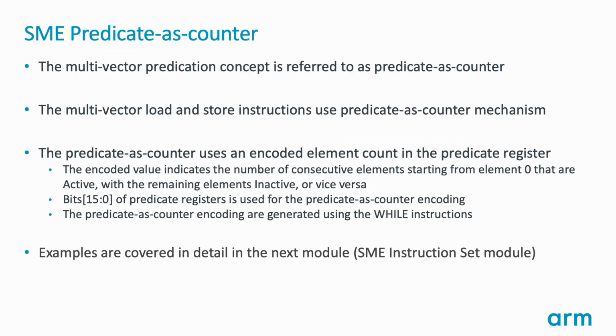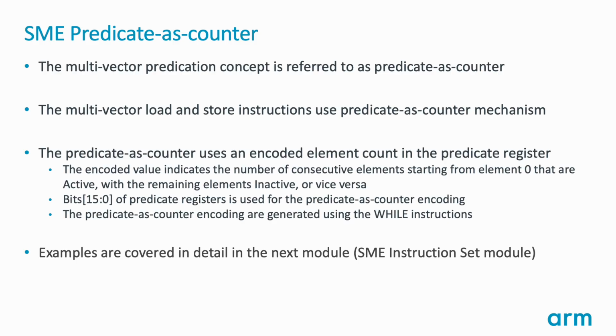Another key feature of SME is predicate as counter. Unlike the regular bit mask predication, SME uses an encoding for predicate registers. The encoding mechanism helps identify how many consecutive elements are active in a particular fragment of data processing. So usually we use predicate registers to indicate which data fields are active and which are inactive in a particular transaction, like in SVE.